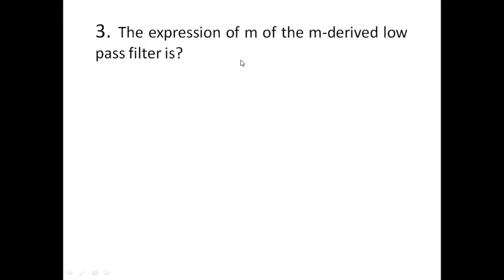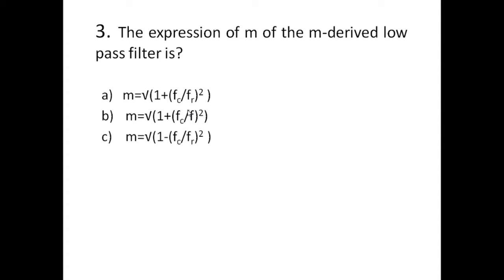Now the third question: what is the expression of m for the m-derived low pass filter? The options are m equal to root of 1 plus fc divided by f, the whole square, and m equal to root of 1 minus fc divided by f, the whole square.